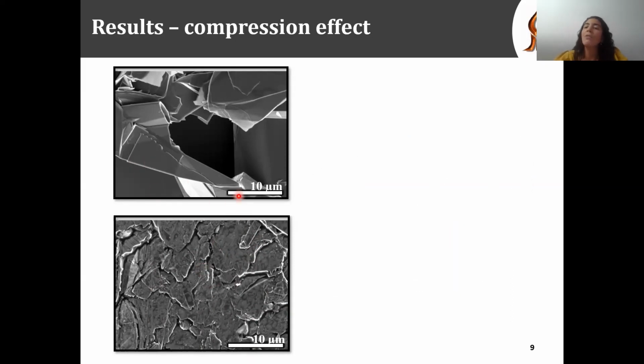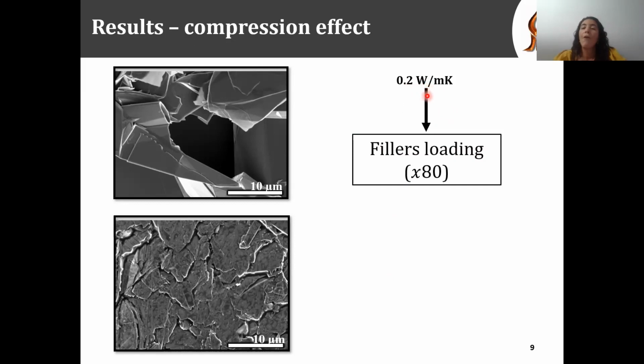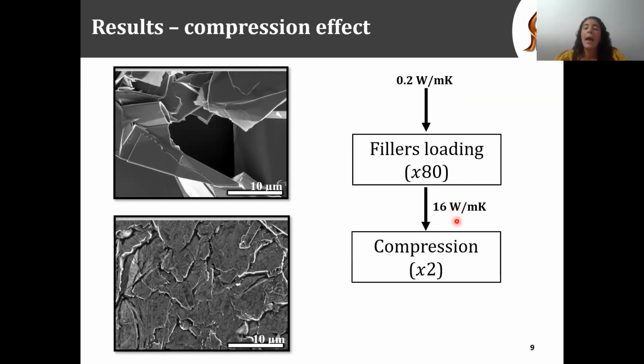Therefore, what we've got so far, we start with the neat polymer with initial thermal conductivity of 0.2 watt per meter Kelvin. First, we examine the effect of the filler loading in a single and hybrid system, and we succeed to enhance the thermal conductivity to an impressive TC of 16 watt per meter Kelvin. And we examine the effect of the compression, and we succeeded to multiply the thermal conductivity to an extraordinary TC value of 28 watt per meter Kelvin, which is very impressive.